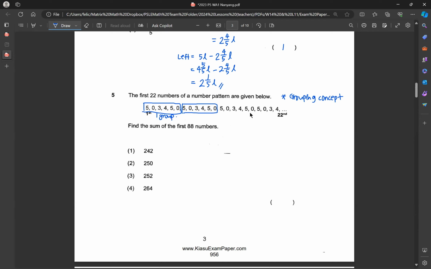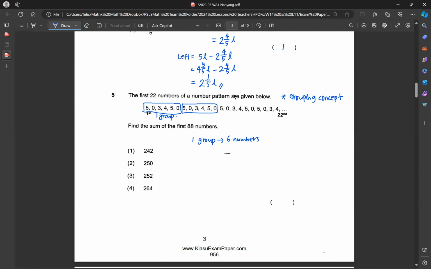Of course, when you do a grouping question, your aim is always to find out how many groups there are inside the 88 numbers. Of course, you're not going to write this until you reach the 88th number. You don't have so much time in exams. That's why your grouping here is to help you to be more efficient to solve this question. First, let's understand one group has how many numbers. As we can see, one group has 6 numbers.